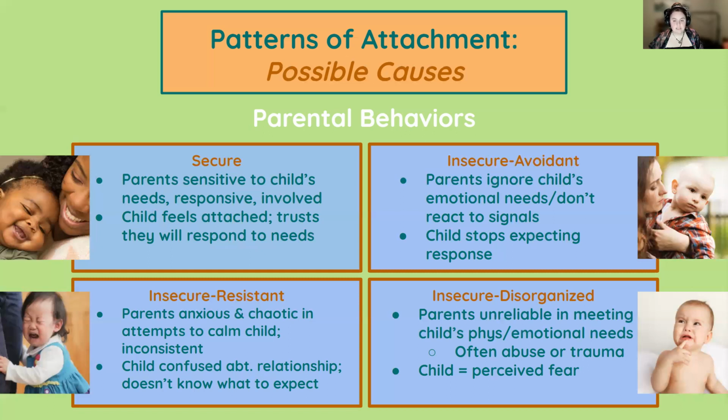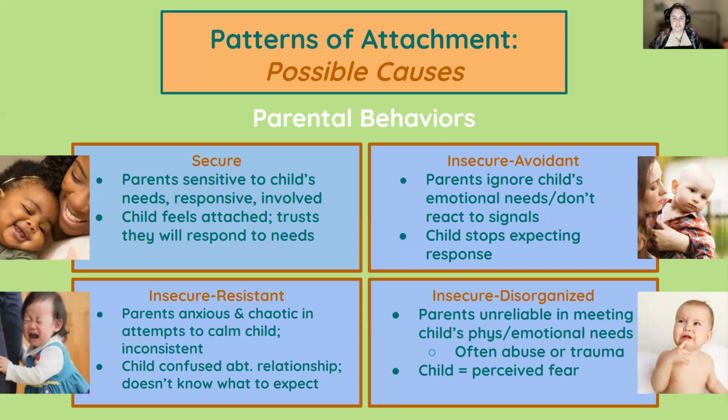And next, insecure resistance. This attachment style is linked to parents being more on the anxious side or more chaotic in their attempts to calm the child. They're kind of inconsistent. Maybe sometimes they're very anxious and, as a result of their anxiety, they're scolding the child, whatever it is. And then other times they're very loving and understanding. So the child is a little confused.